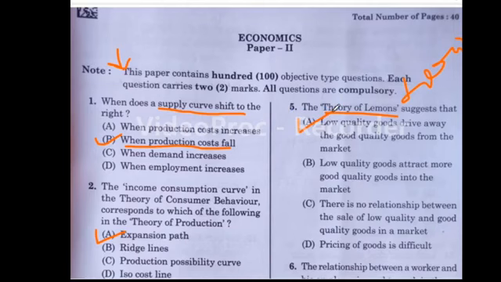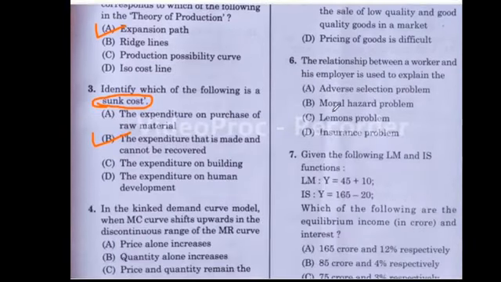Question number 6, the relationship between a worker and his employer is used to explain the option A, adverse selection. Option B, moral hazard problem. Option C, lemons market. Option D, insurance problem. Yes, here I think the right answer is option C, lemons market.